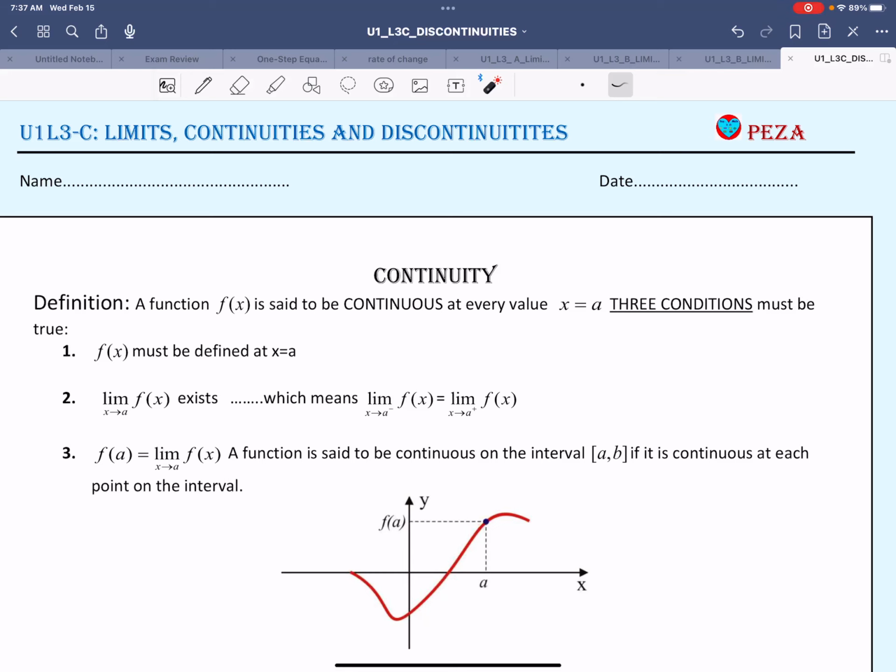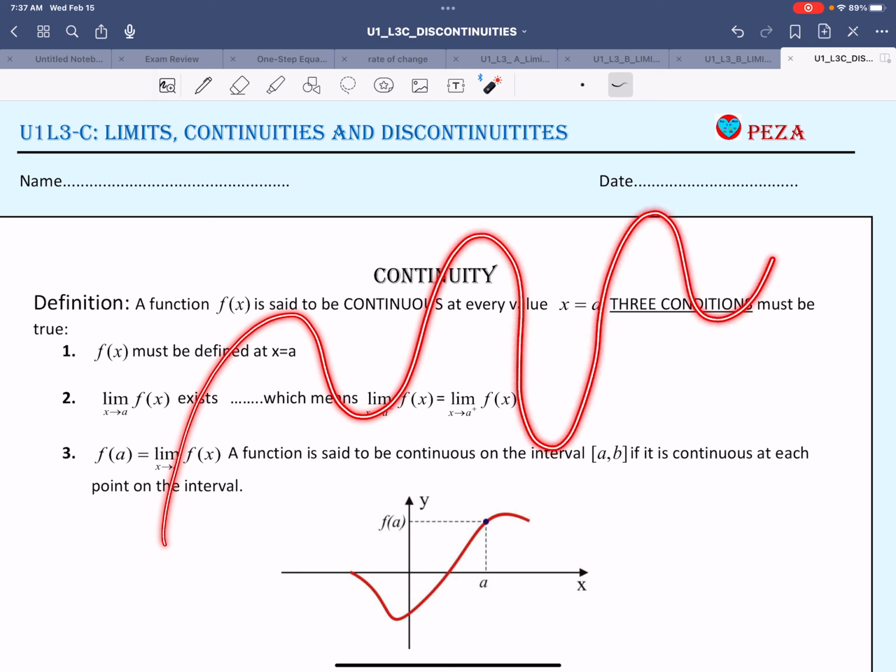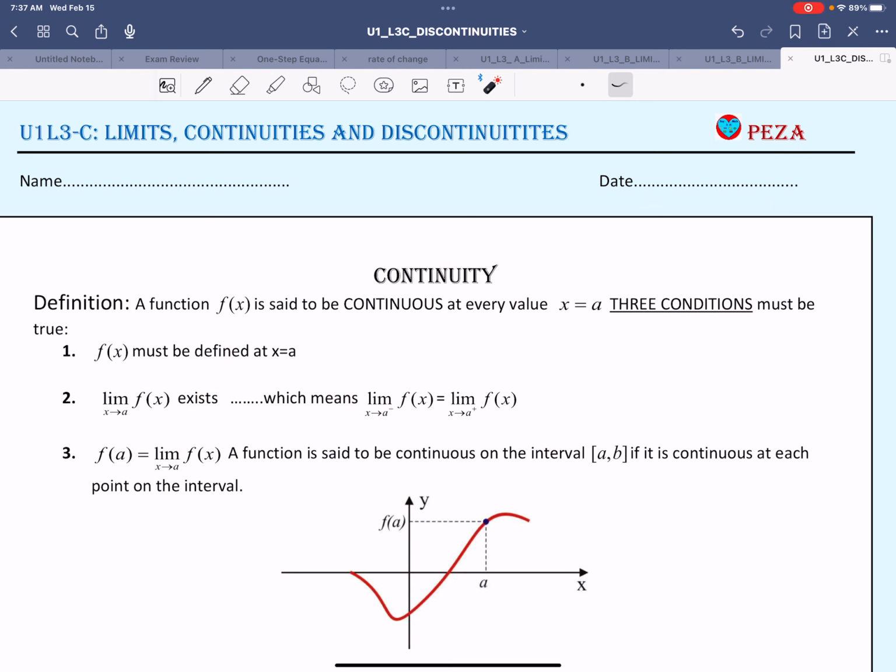In this lesson, we'll explore the continuity of a function. Remember that for a function to be continuous, we should be able to draw its graph without having to lift the pencil. So there are no breaks in the graph.